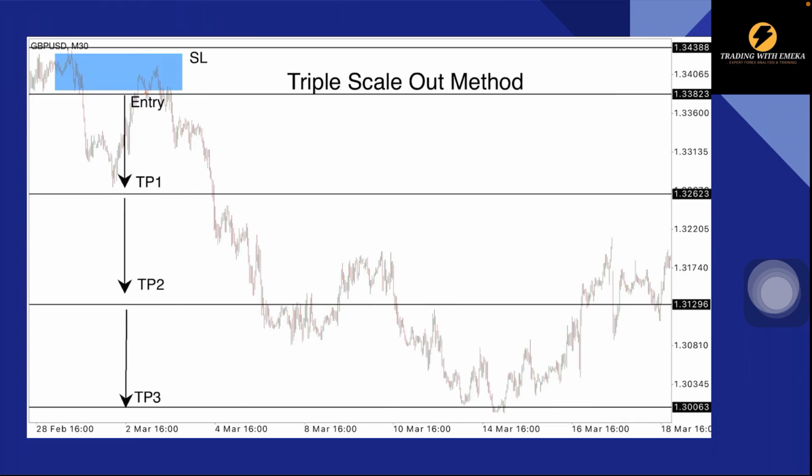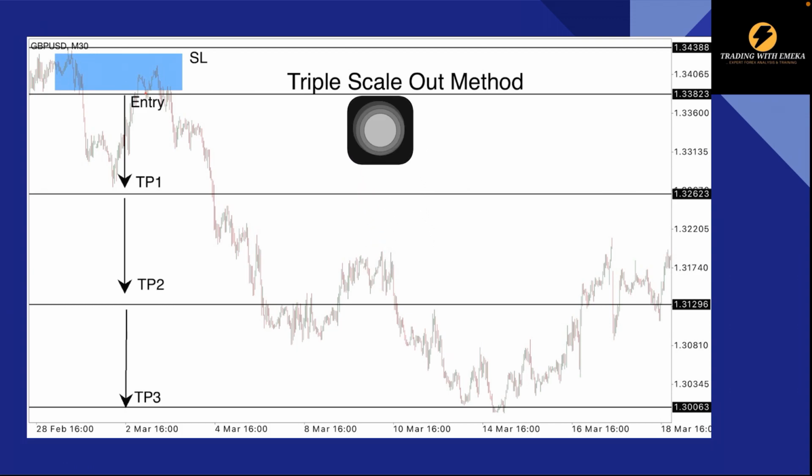Now the next one is the triple scale out method. In this case, you divide your TP target into 3. This is your entry, this is your stop loss, this is your TP1, TP2, TP3. You take out your first profit, like 30-something percent of your position, at your first TP level. Now price moves further, you take out another 32 or 33% at this point. Now the remaining 33% will be taken out at your final TP level.